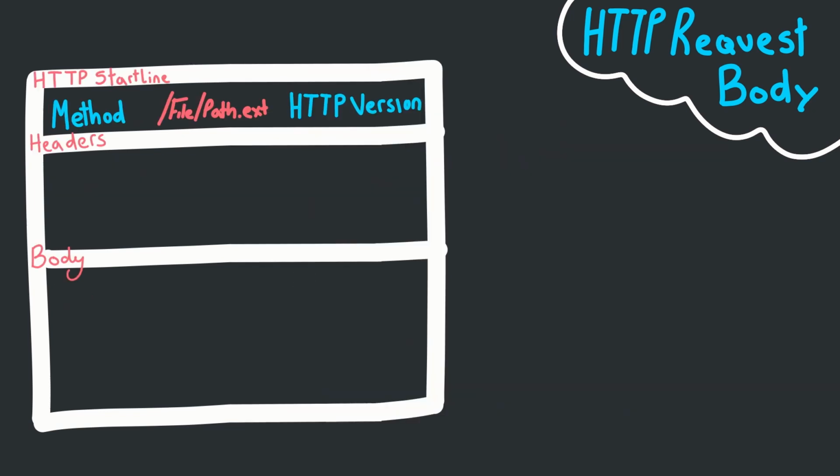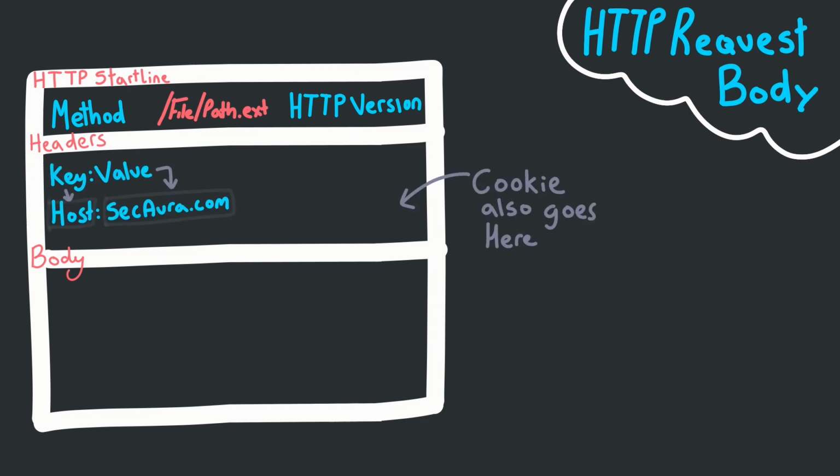Let's take a look at the start line in more detail. The method, for example, GET, POST, PUT. This basically tells the server how we're going to send our data. Then we have the file path that basically dictates where we're sending the data. Then the version of HTTP.